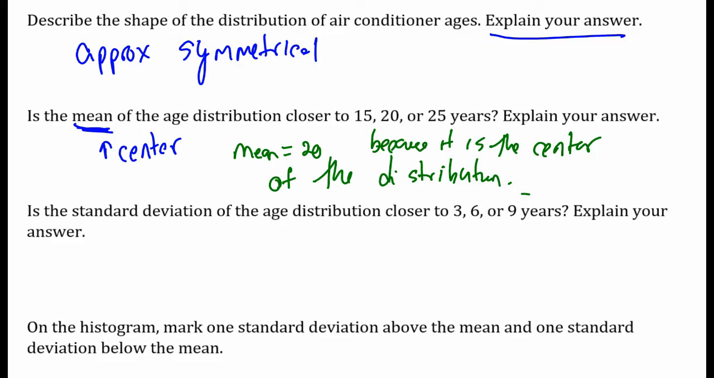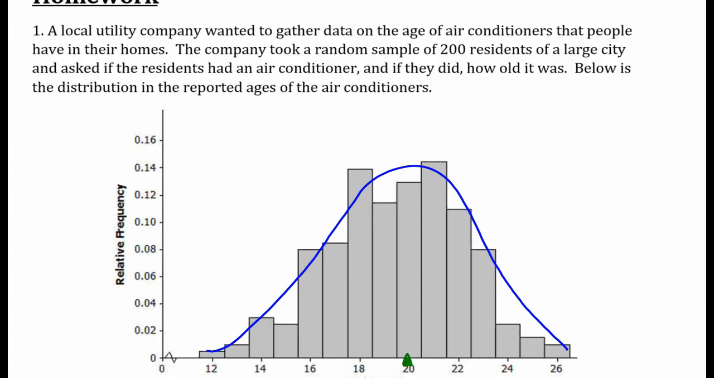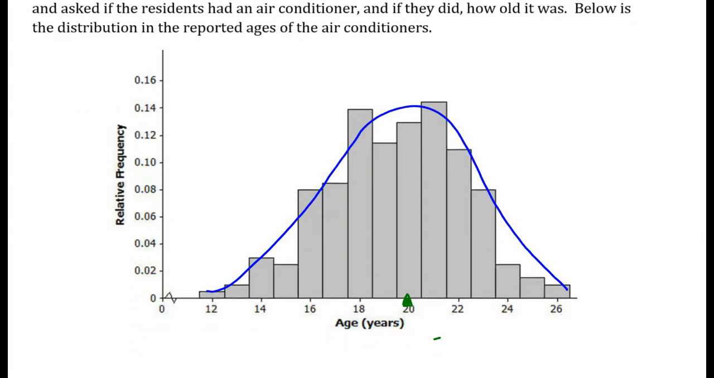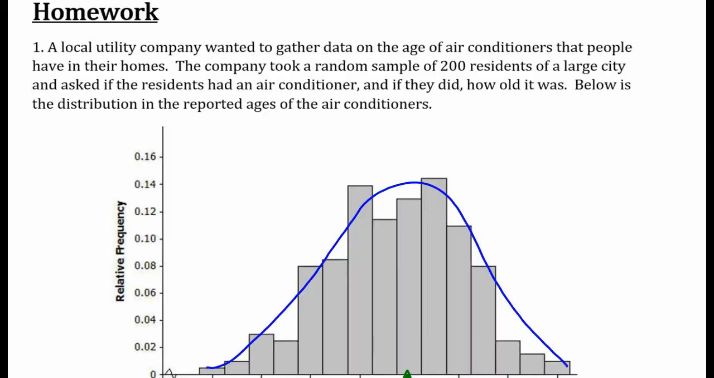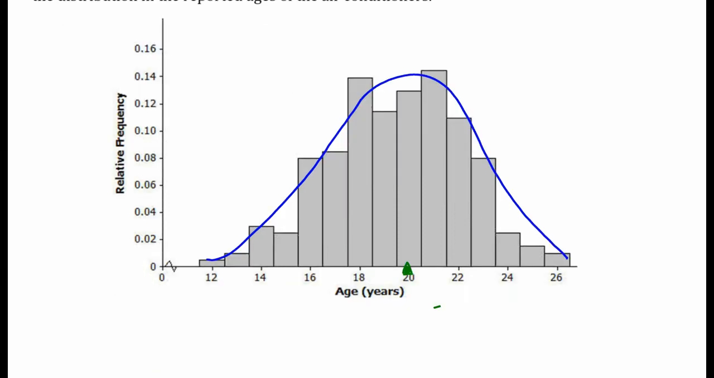Is the standard deviation of the age distribution closer to 3, 6, or 9 years? So standard deviation is a measure of spread. It measures the variation in our data. And the standard deviation is the typical distance from the mean. So am I normally 3 from the mean, 6 from the mean, or 9 from the mean? So our mean is 20. What's a typical distance from the mean?